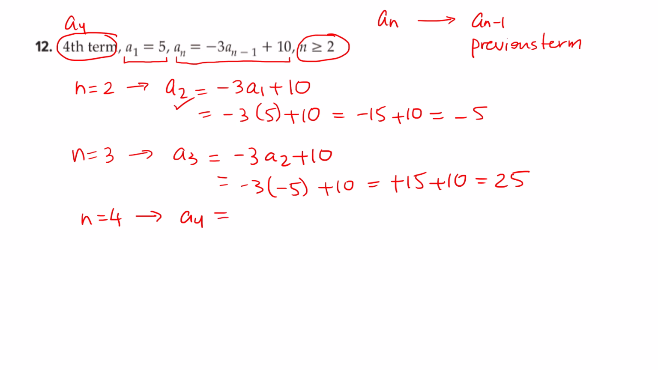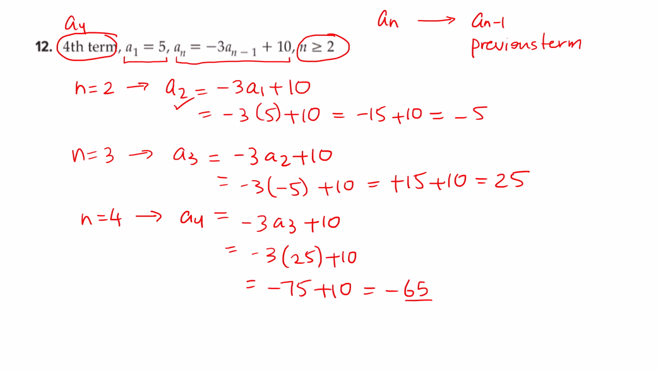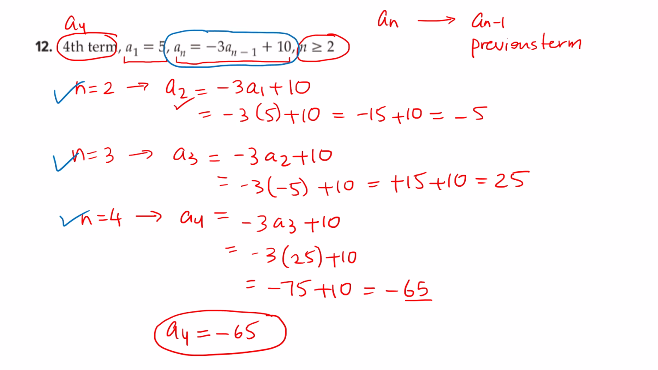Now apply for n equal to 4. So a4 is minus 3 a3 plus 10. Put the value of a3, simplify. So this is minus 75 plus 10, so minus 65. Now what you had to find in this question was a4, which is negative 65. So this was a question on recursive sequence. We applied the same formula, an equals minus 3 an minus 1 plus 10, three times: first for n equal to 2, then 3, till 4. So this is how you need to solve the question.